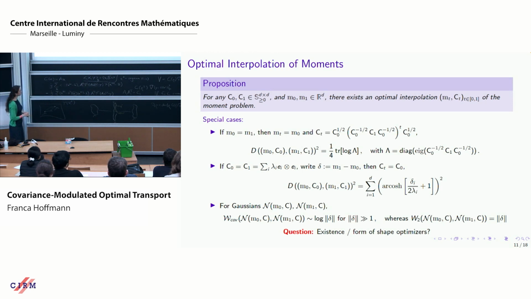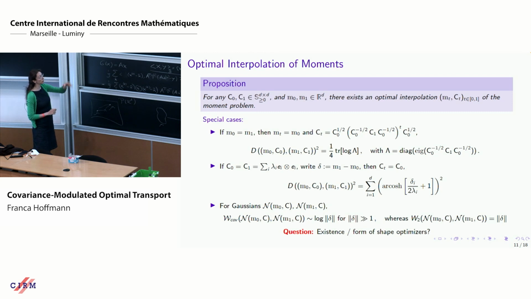And for Gaussians, things are even simpler, so really the moment part is in some sense the Gaussian part, right? Because if I look at the distance between Gaussians, then this is fully captured by just the mean and the covariance, and so then the constraint part will be 0. If I look at the distance between Gaussians, the shape part will be 0, and you only remain with the moment part.